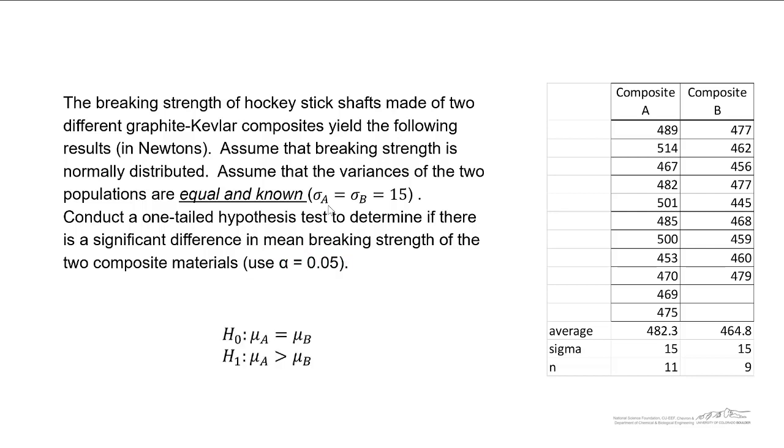The hypothesis test that we're going to be performing is an upward-tailed test because we've calculated an average for A to be about 482 and that of composite B to be 464. Based upon your sample averages, there's no way that you would hypothesize that the strength of A is less than the strength of B. And so oftentimes, your data points to whether you're going to do an upper-tailed test or a lower-tailed test.